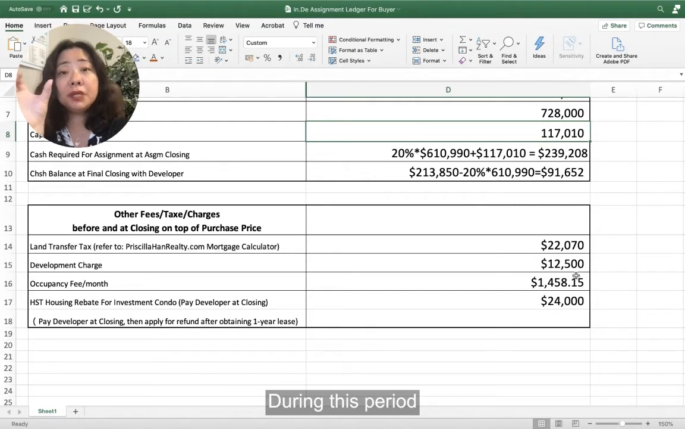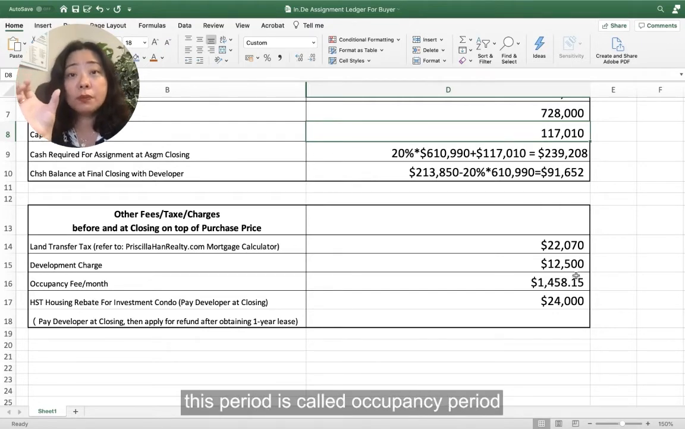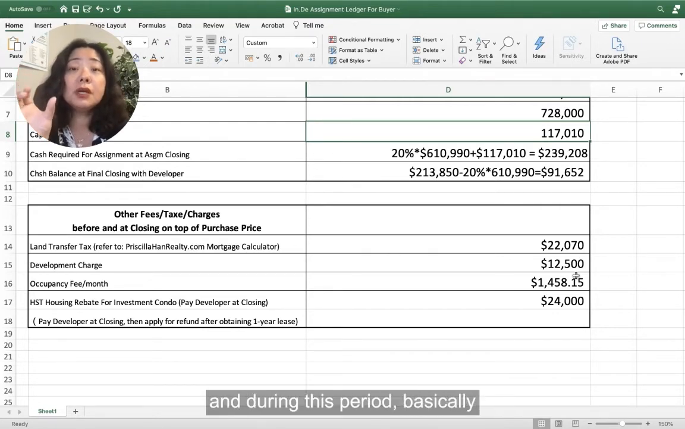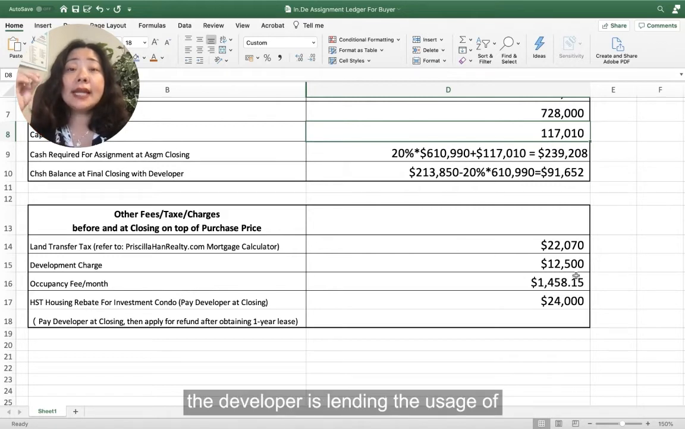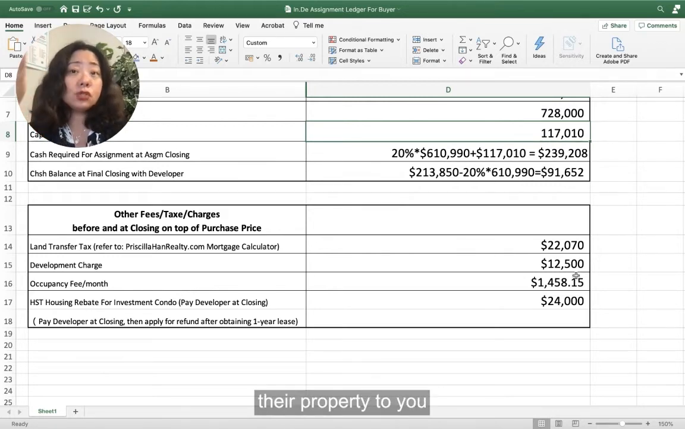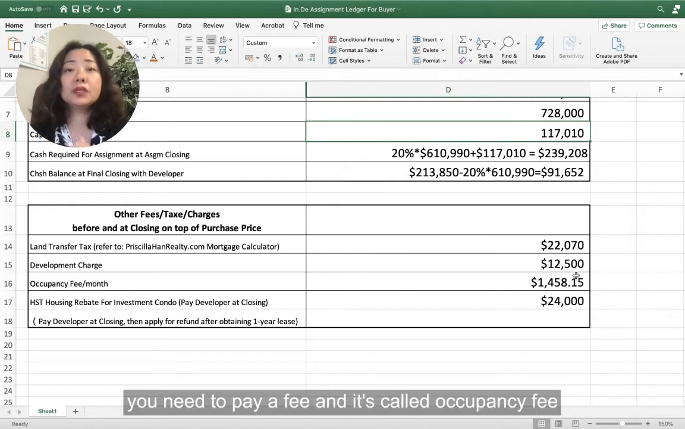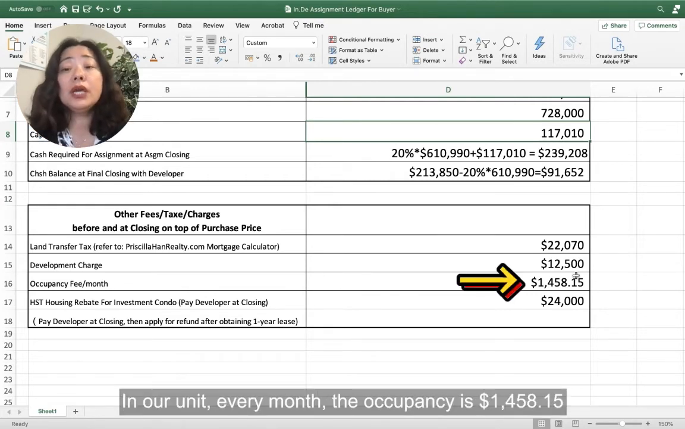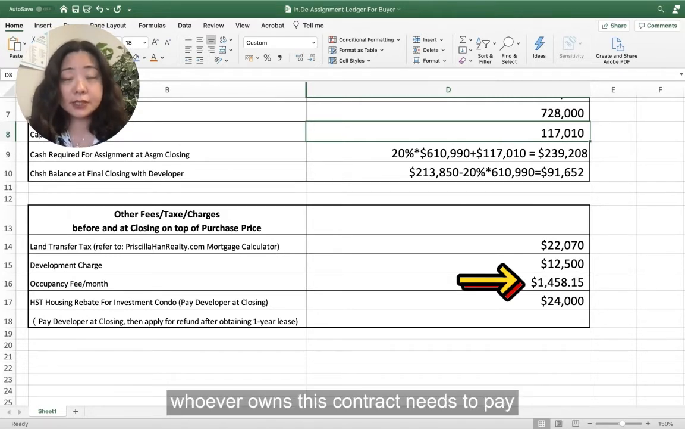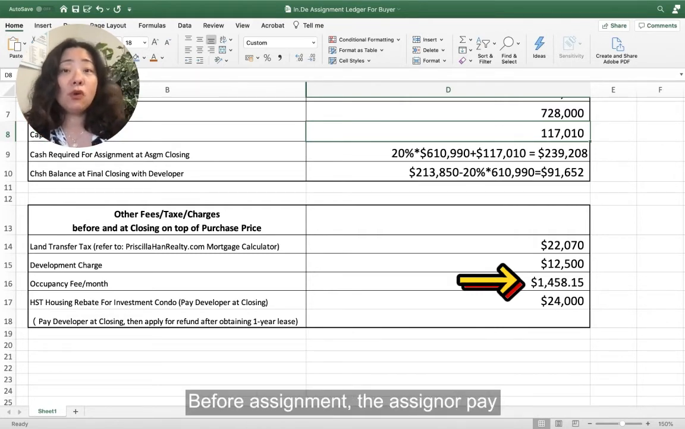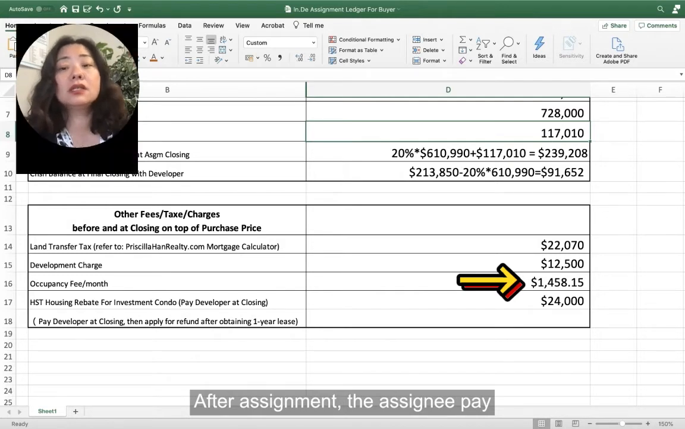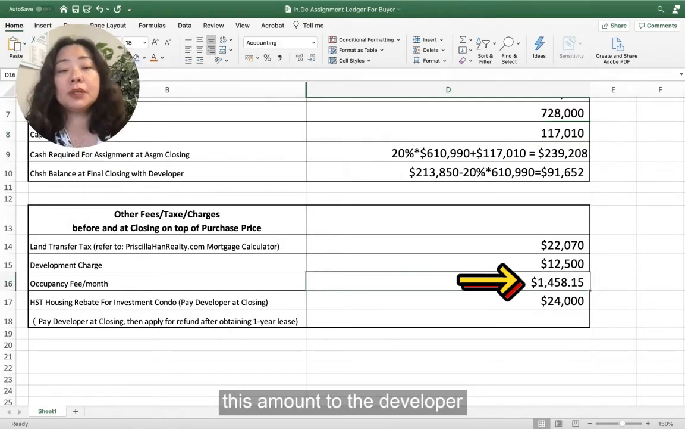During this period, called the occupancy period, basically the developer is lending the usage of their property to you. So for that, you need to pay a fee, and it's called the occupancy fee. In our unit, every month, the occupancy fee is $1,458.15. Whoever owns this contract needs to pay this occupancy fee. Before assignment, the assignor pays. After assignment, the assignee pays this amount to the developer.